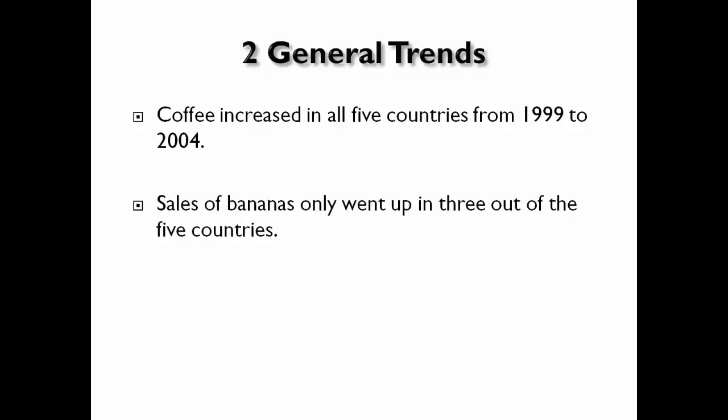So there are two general trends for the table. Coffee increased in all 5 countries, and sales of bananas only went up in 3 out of 5 countries. Or you could just say sales of bananas went up in most countries. Very, very general, not getting into too much detail. The biggest mistake students would make would be getting lost in the numbers, talking about the data. You don't include any data in your overview. They are not the key features.